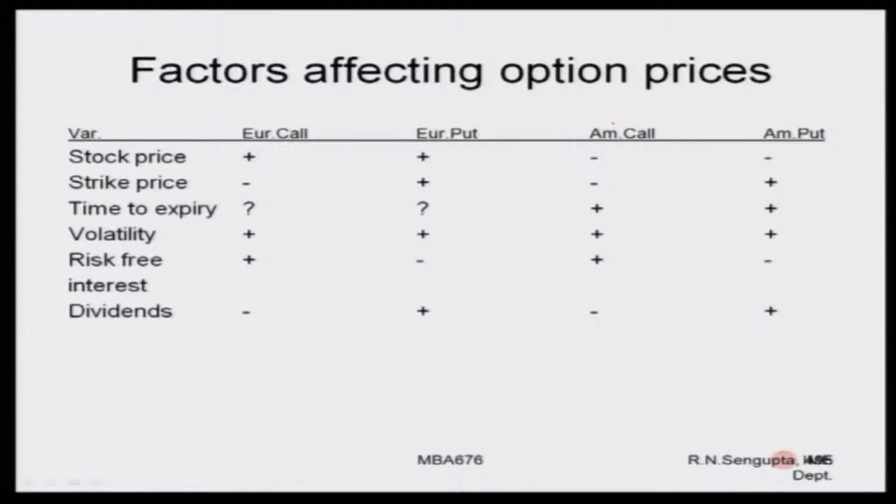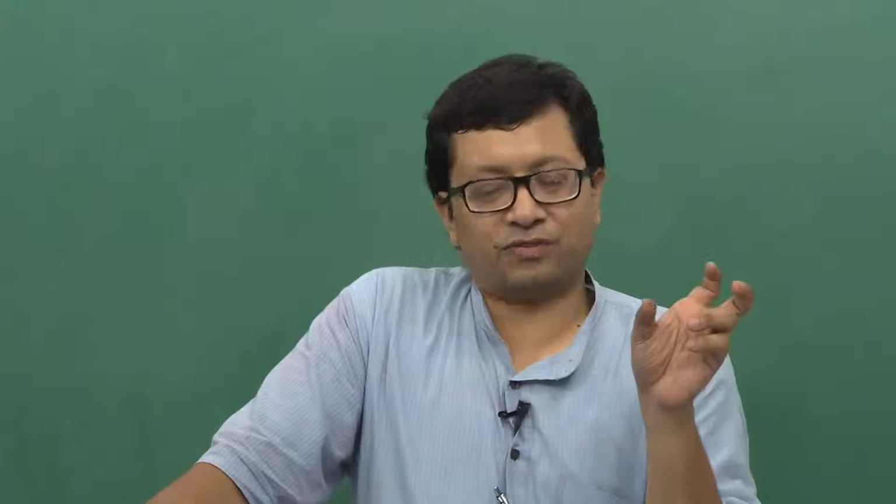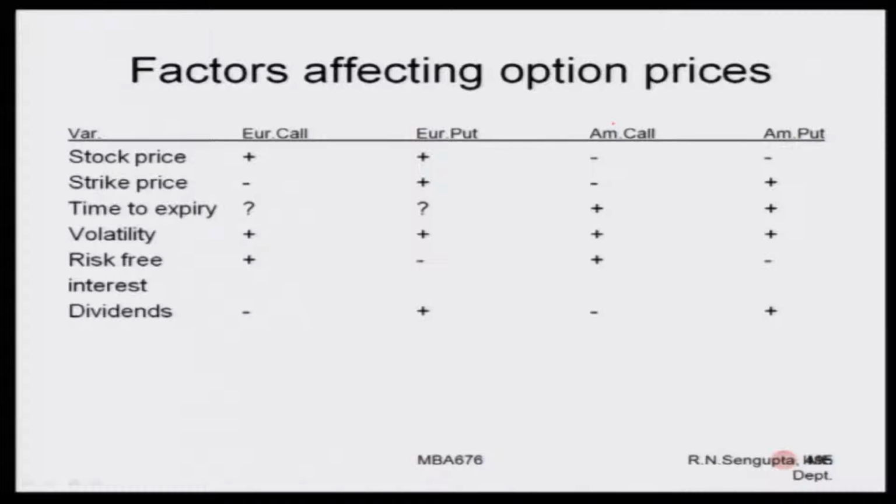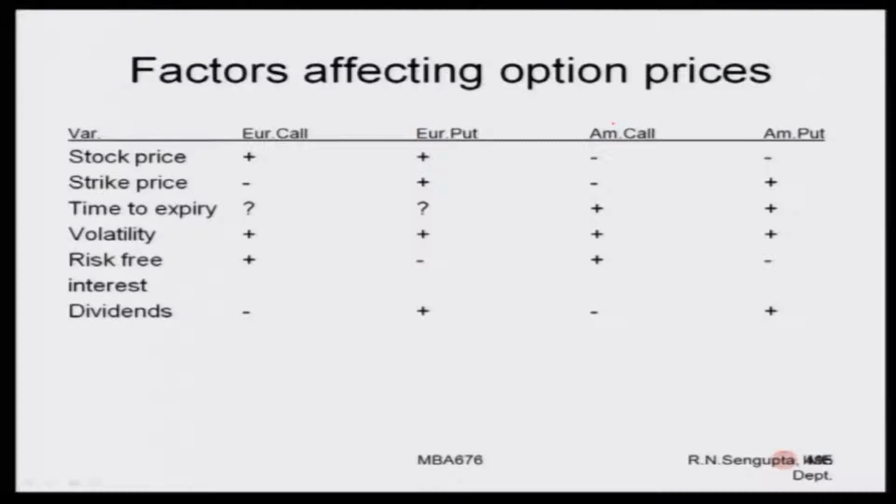Time to expiration for the European call and European put we do not know, because that would depend on whenever it expires, which is a fixed time frame. For the American call and American put, it will depend on when you are trying to exercise it, and the time to expiration would be much before capital T. Volatility, sigma, is always positive for whichever case you are considering: American put, American call, European put, European call. The risk free interest rate has a negative relationship for the put and a positive one for the call; we will see that later on. And for dividends, it will be positive for the put positions and negative for the call positions.